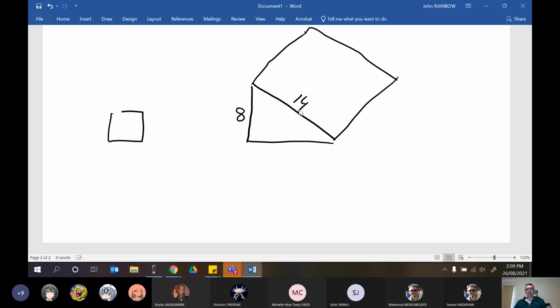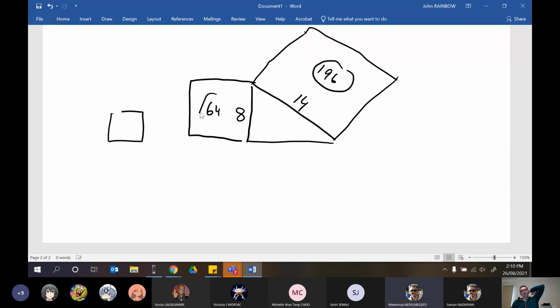What's 7 14s? And I can double that. 7 times 10 would be 70. Plus 28. 196. Thanks, 196. And what's the area of this one? 64. So what does the area need to be of this one?